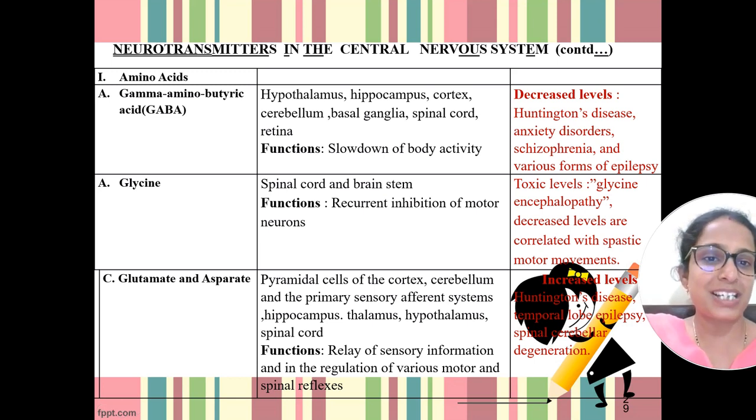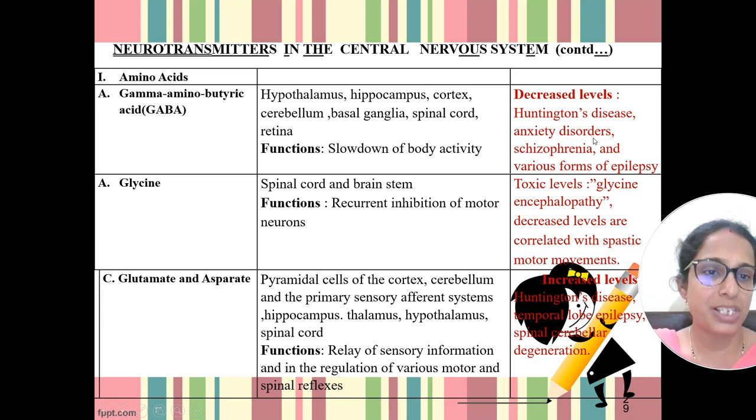Basically, if its level is decreased, it will cause anxiety disorder. Jab bhi iska level decrease hoga, first jo hoga, that is anxiety disorder. The person will be diagnosed with it. Next is schizophrenia, Huntington's disease, and the various forms of epilepsy. Also, sometimes we can see the GABA level is decreased.